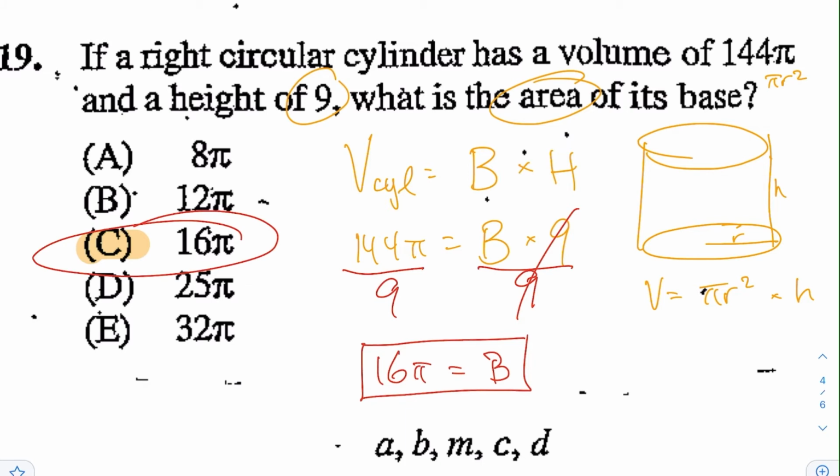Now we can actually use this information, set this equal to pi r squared, which is the formula for the area of the circle for the base. And if you divide by pi, you get that r squared is equal to 16. Do the square root, the radius is equal to 4.